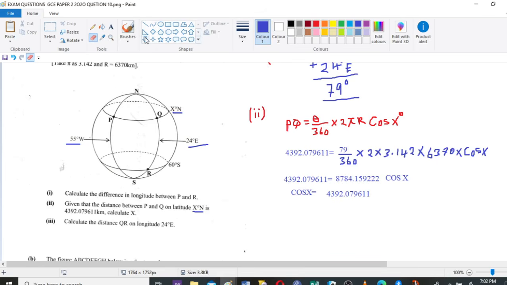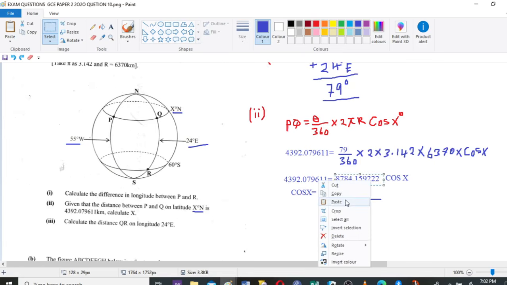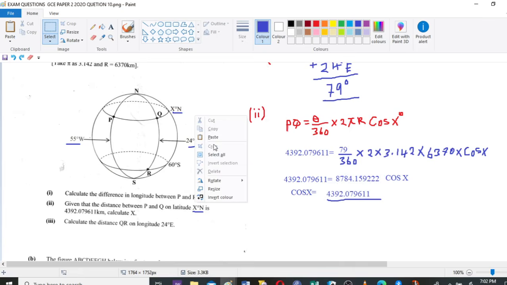cos x. Now divide by 878, that is just this number. Okay, we can just make it first like this. So this is what we have there. We are dividing by this number. Okay, so what are we getting?